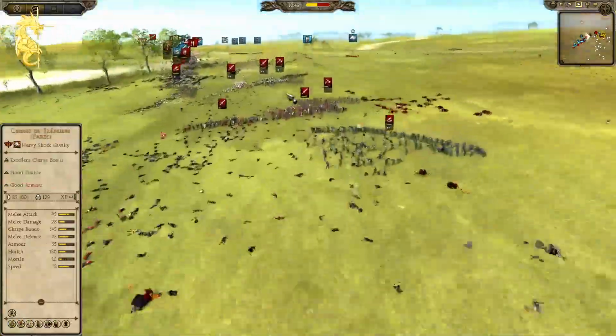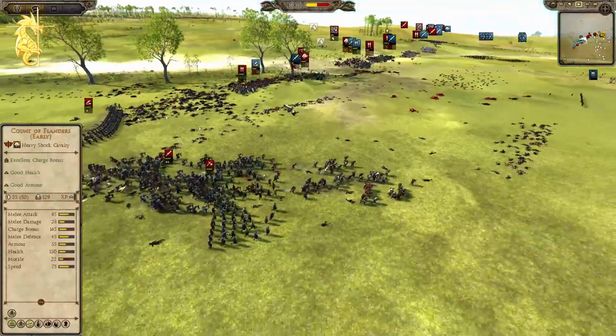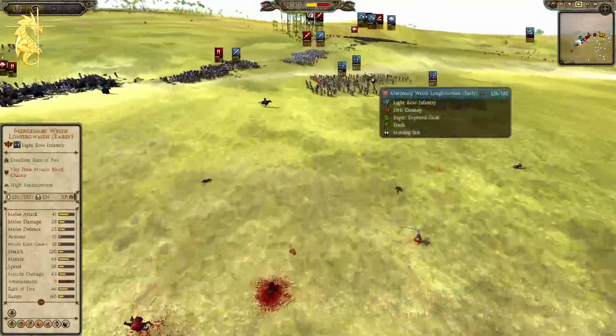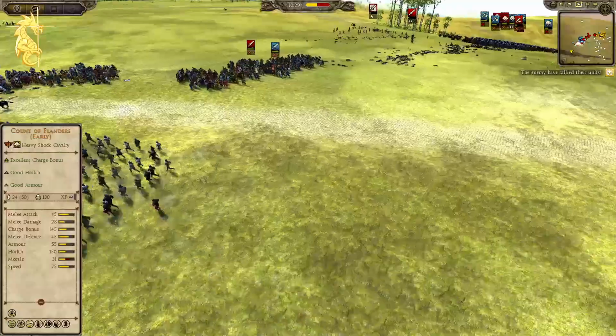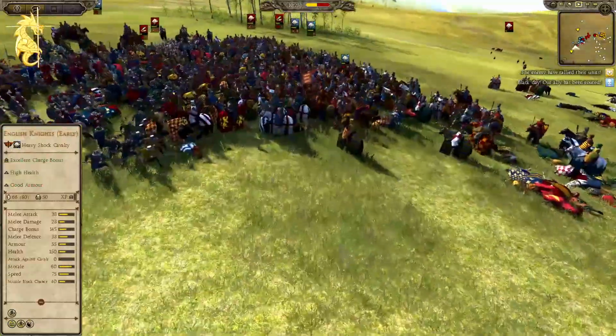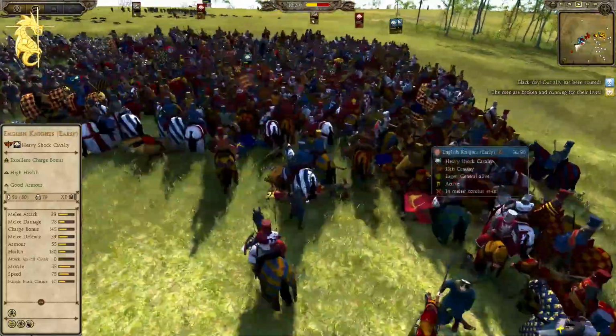But then it looks to me like France is starting to loop around the Holy Roman Empire. So the question is going to be, can the Holy Roman Empire and England hold out long enough for the County of Flanders to come assist them? This side looks like it is going pretty well for the English.